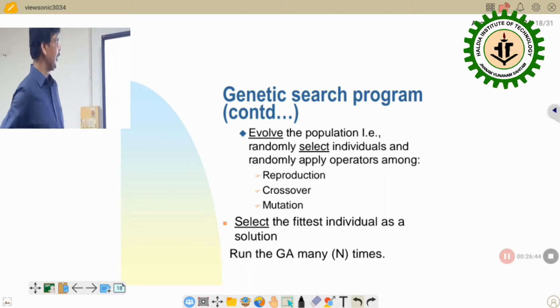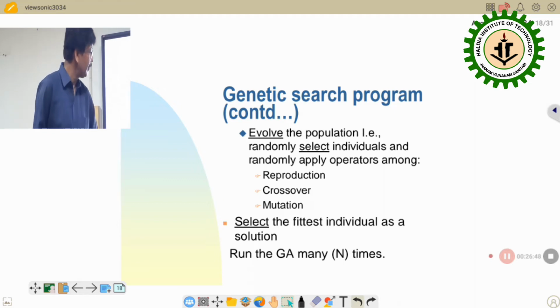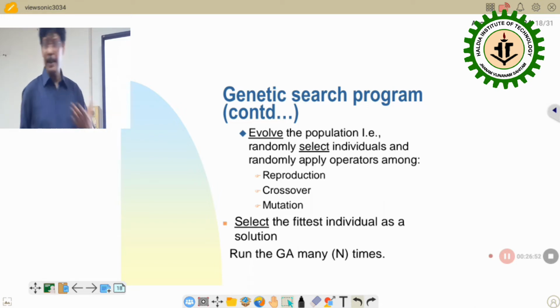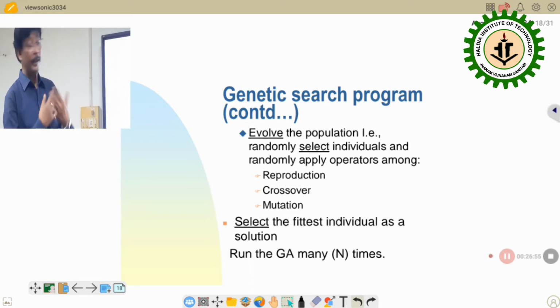Evolve the population, randomly select individuals and randomly apply operators among reproduction, crossover, mutations. Okay. So you have to select the parents to produce the offspring. Why are we producing the offspring? To get the improved solutions, to get the better solutions.